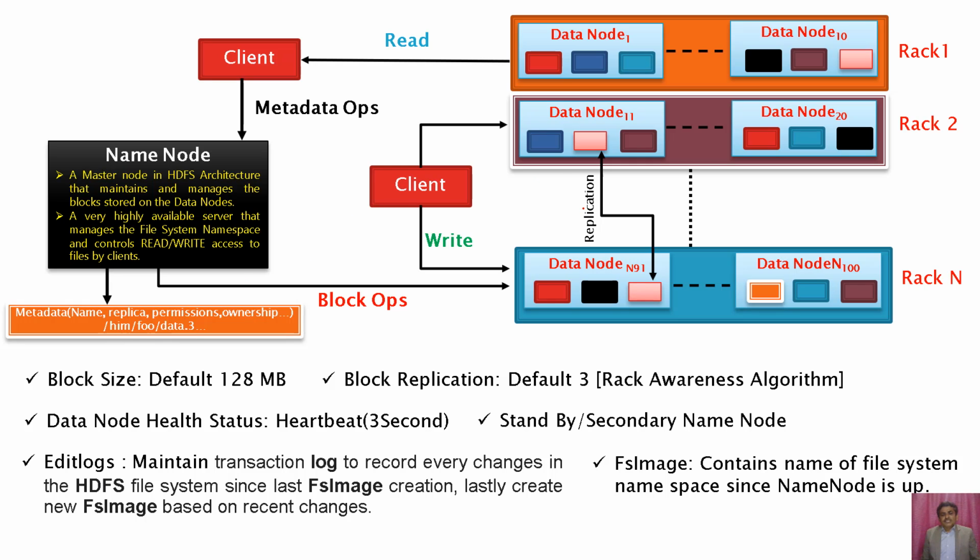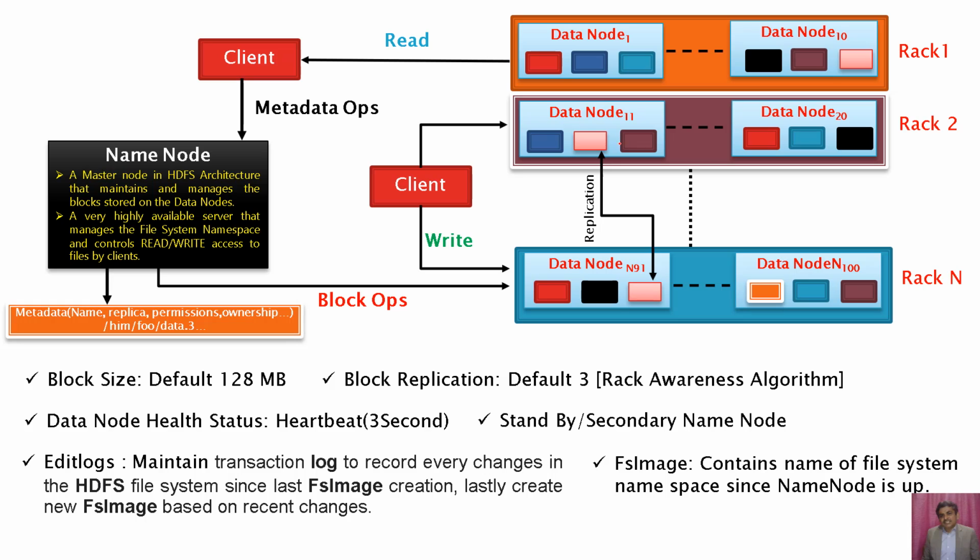Next, we have data nodes. Data nodes reside on a cluster of commodity hardware. Here we have a number of racks, and each rack has a number of data nodes. As we can see, the name node can perform a read request for data based on the request from the client. The name node also performs the metadata operations on the data. The information about metadata is stored on the name node.